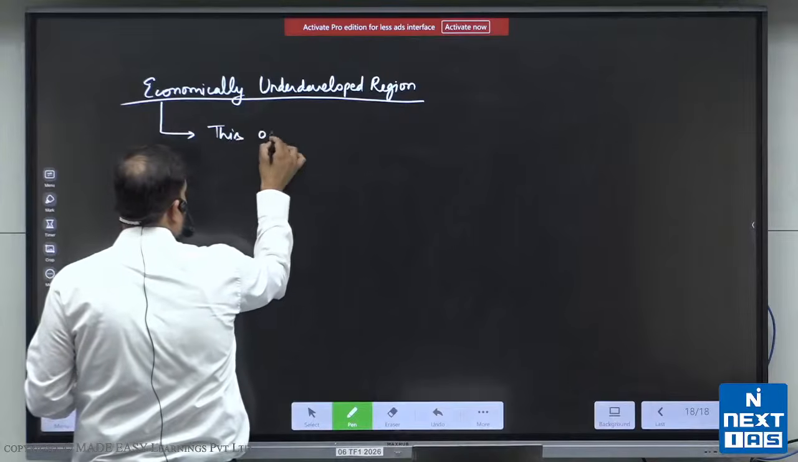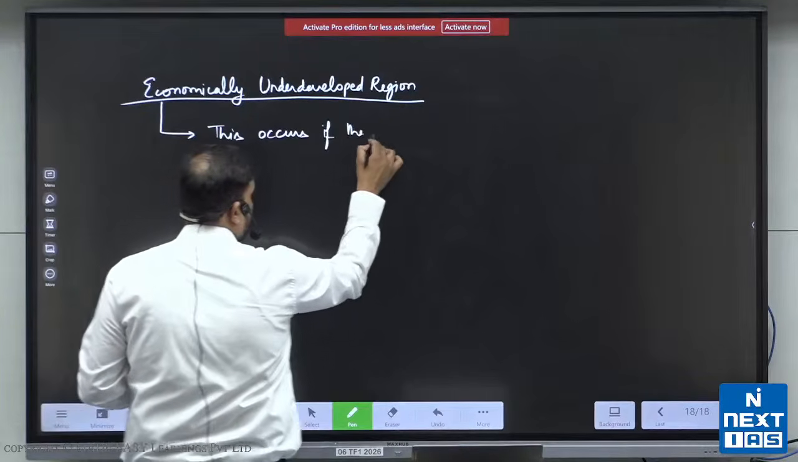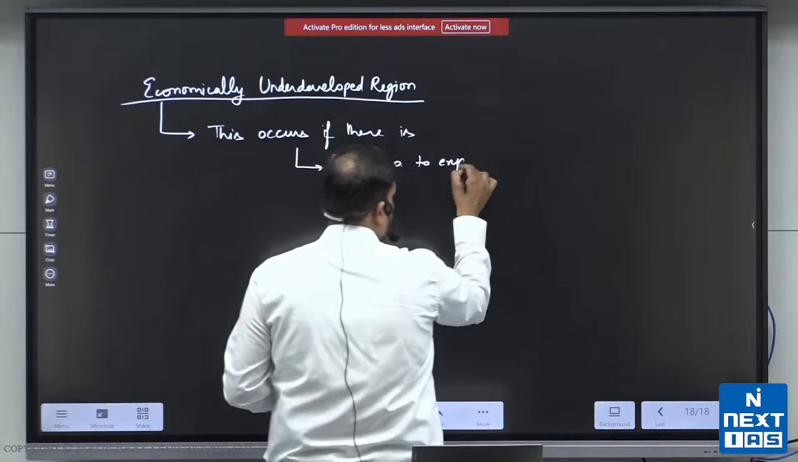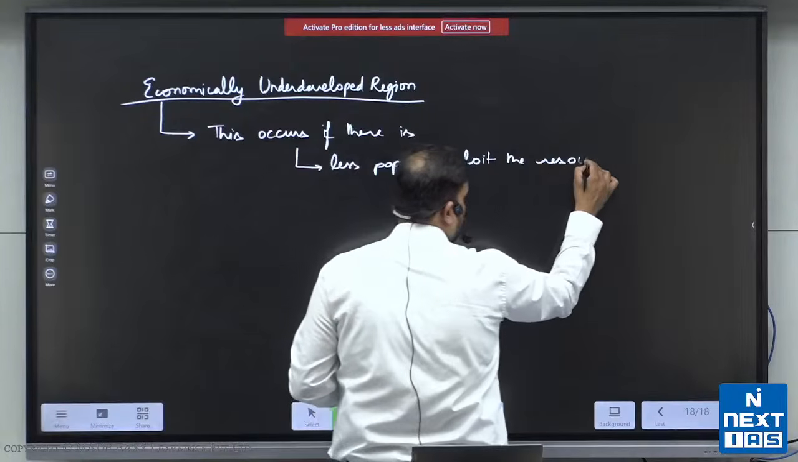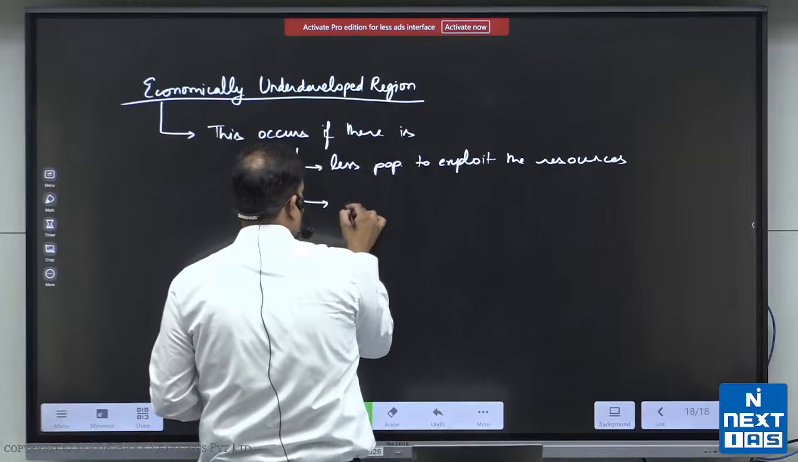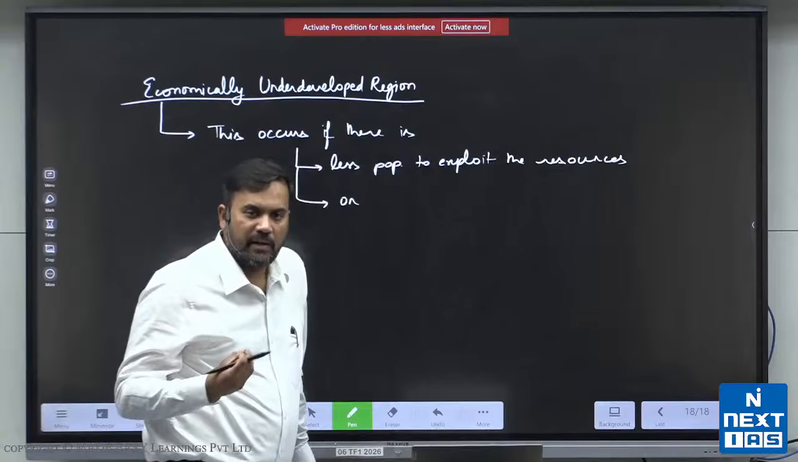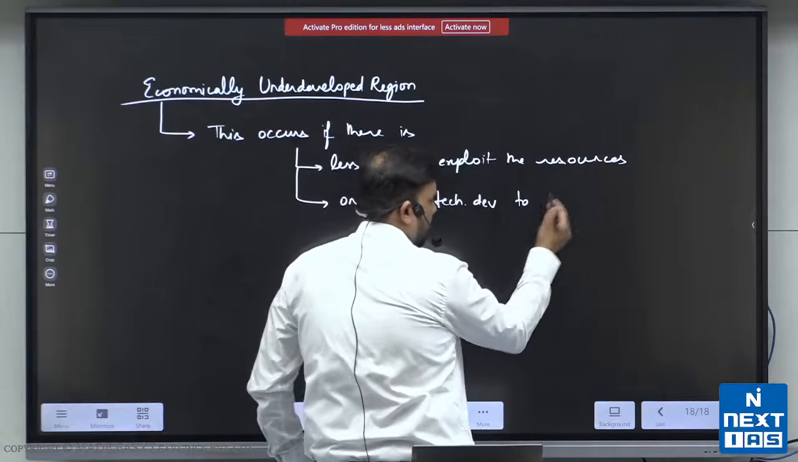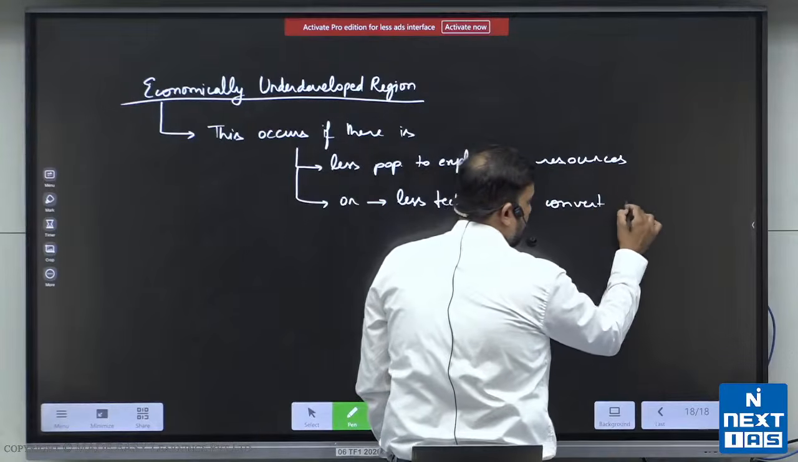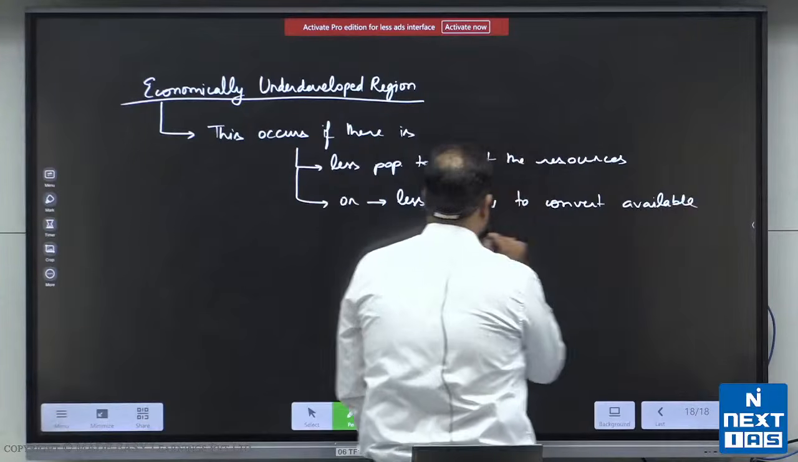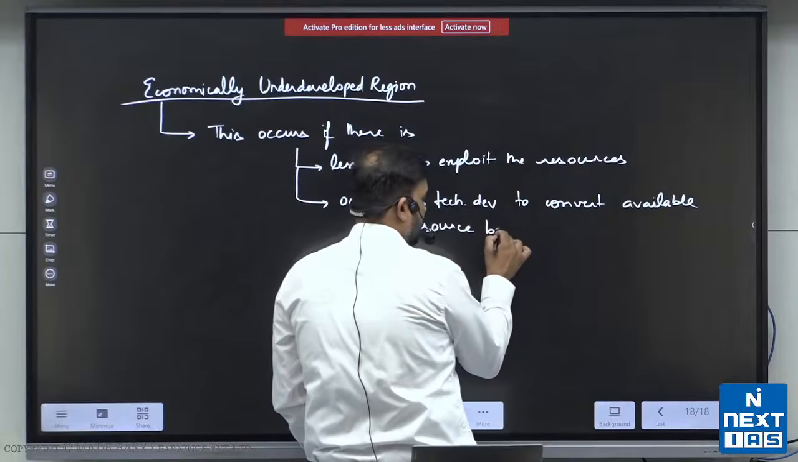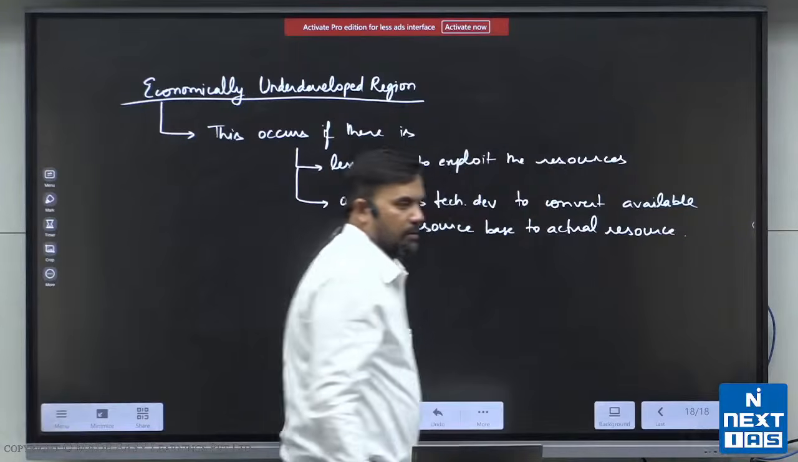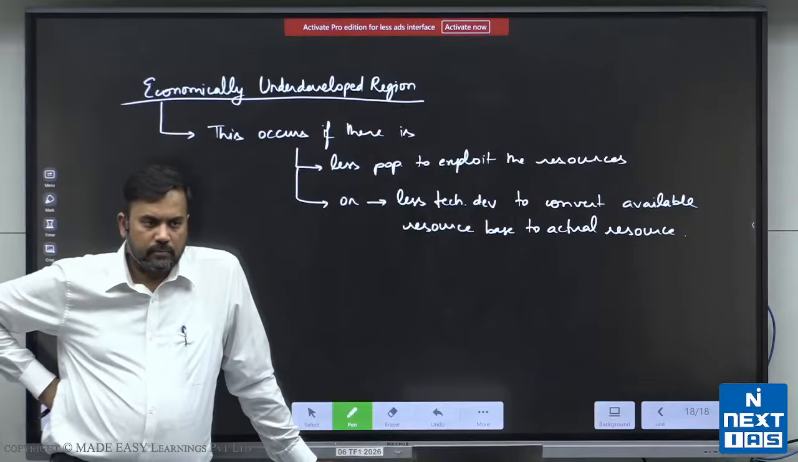this occurs if there is less population to exploit the resources, or there is less technological development, less technological development to convert available resource base to actual resource. To actual resource. I hope it is clear.